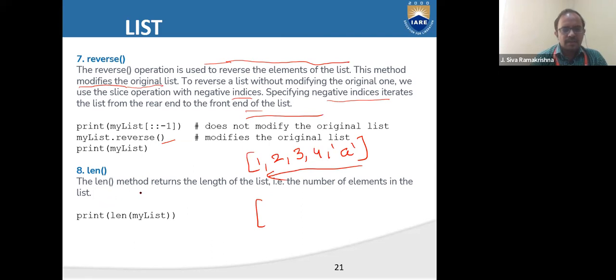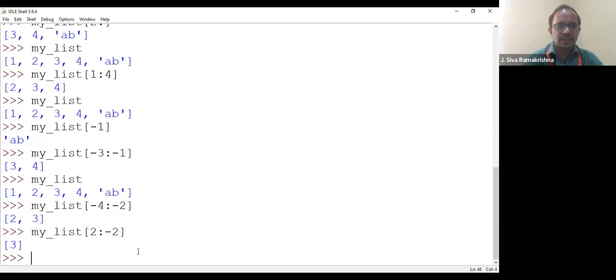And let us see length also. The length method will return the length of the list. So what is the length of this list? You can identify that by using the method called len, with the list name. This you need to specify. Let us see these two operations: reverse and length. So what is the status of the list?